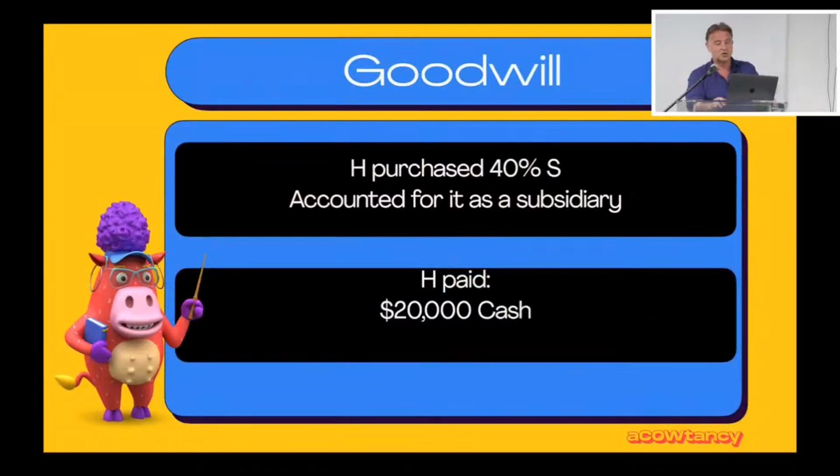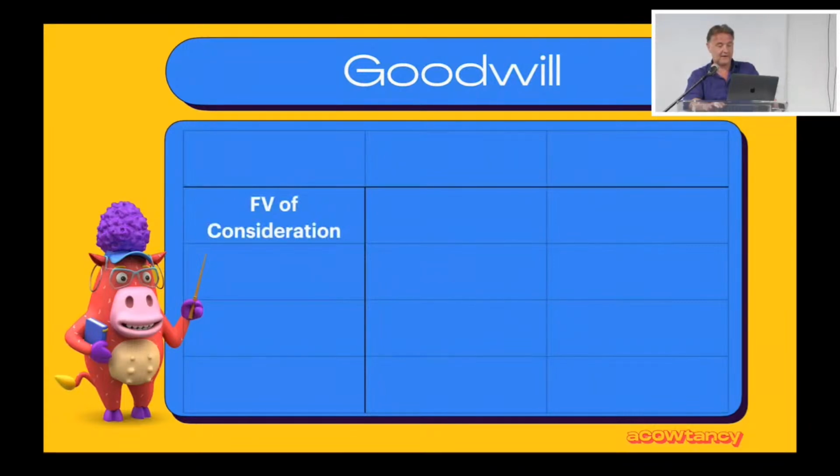H paid 20,000 cash and 20,000 loan. So they loaned them 20,000 and they gave them cash for 20,000. How much did it cost them? Not a trick. 40,000? Yes, they gave them cash of 20, a loan of 20, it's cost them 40. That's the consideration. So the fair value of consideration is 40,000. What comes next in a goodwill calculation?